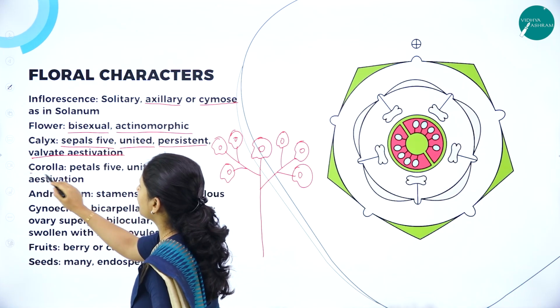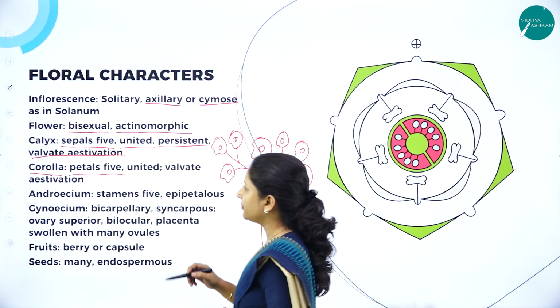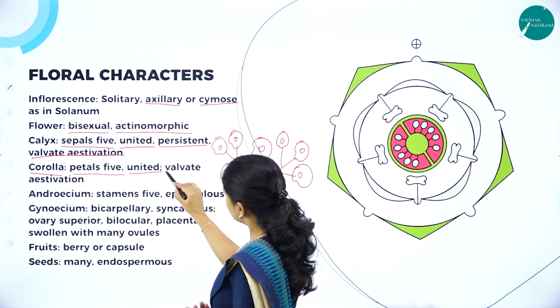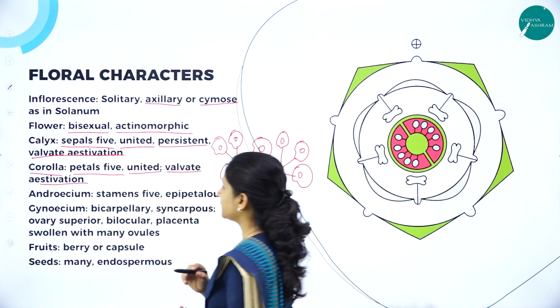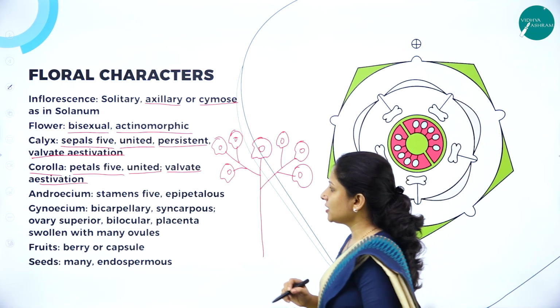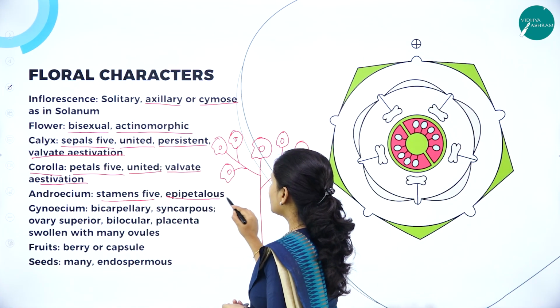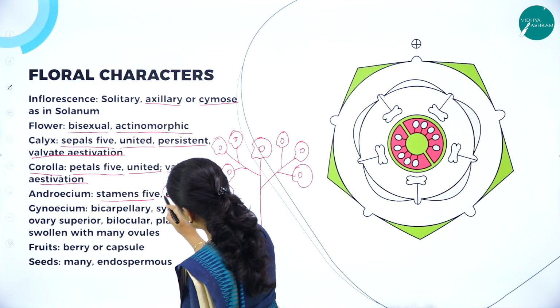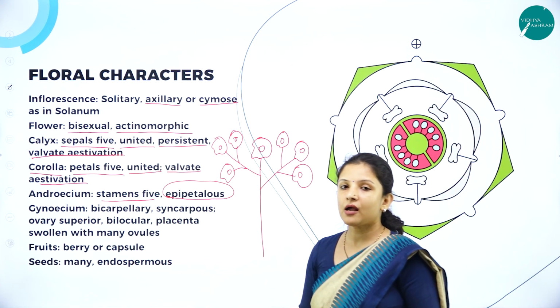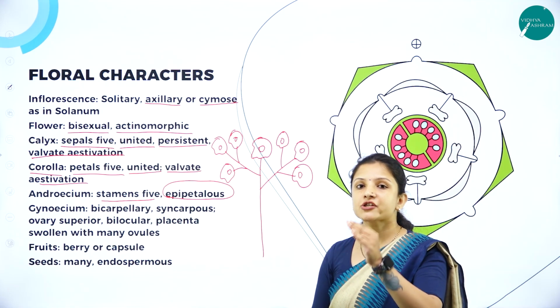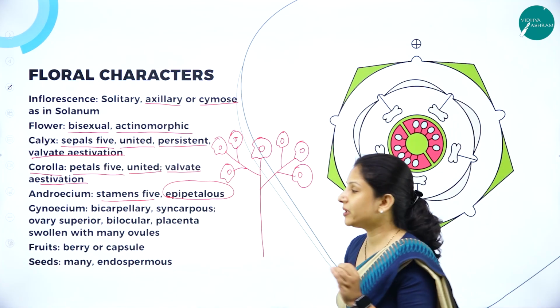Next, talking about the corolla. Petals are also 5 in number. They are again gamopetalous, that is they are united, and also valvate aestivation itself. Next, talking about the androecium. How many stamens are there? 5 stamens are there. This is one of the main characteristics of Solanaceae. They are epipetalous, meaning the stamens are attached to the corolla. So therefore they are epipetalous.